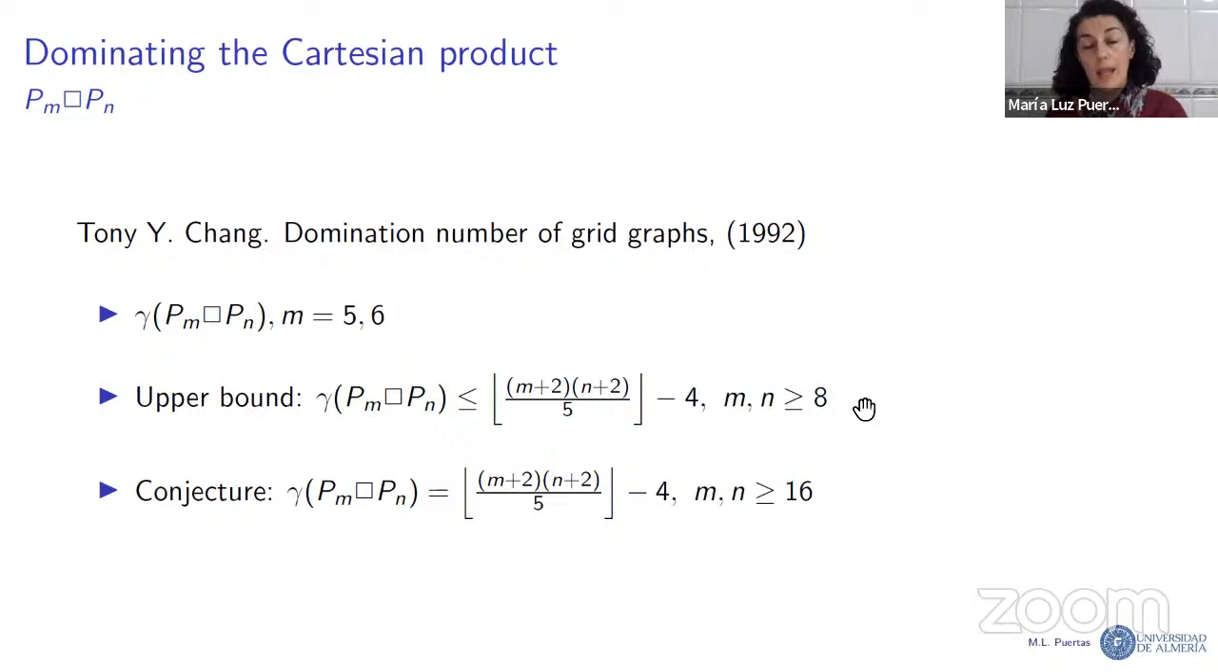And he also says that, okay, between 8 and 16, I know that the upper bound is not the real value. However, all the particular cases I tried with both factors with at least 16 vertices follow this formula. So in this thesis, you can find the conjecture of a general formula for the domination number of the grid. And indeed, it was the final formula, but this is the first time that this conjecture appeared.